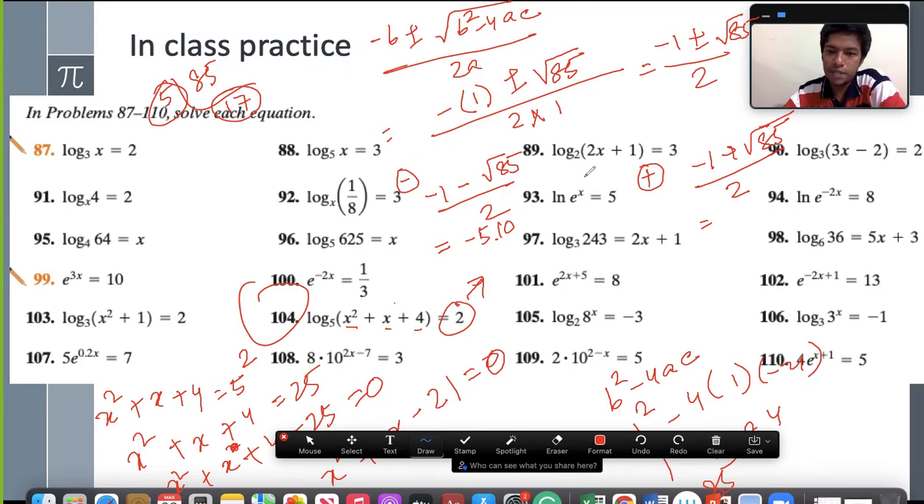Alright, so the answer of this question is minus 1 minus root 85 divided by 2, and minus 1 plus root 85 divided by 2. In this case, the negative answer can be absorbed, because there is an x squared here. But in all maths, a negative answer cannot be absorbed.